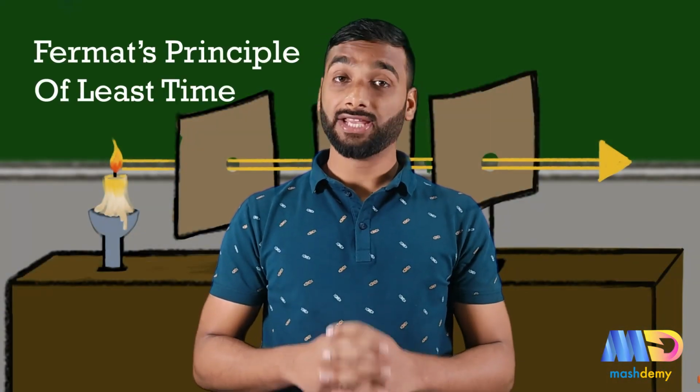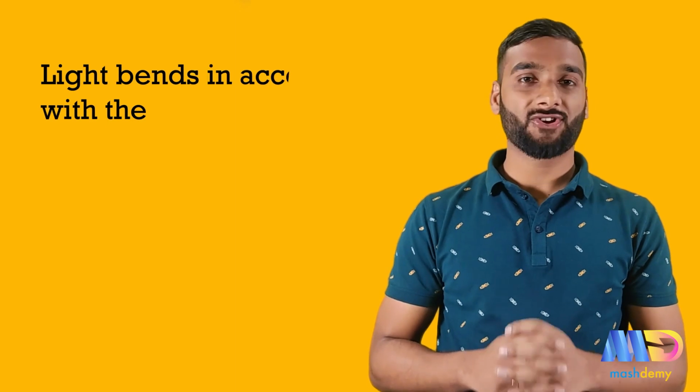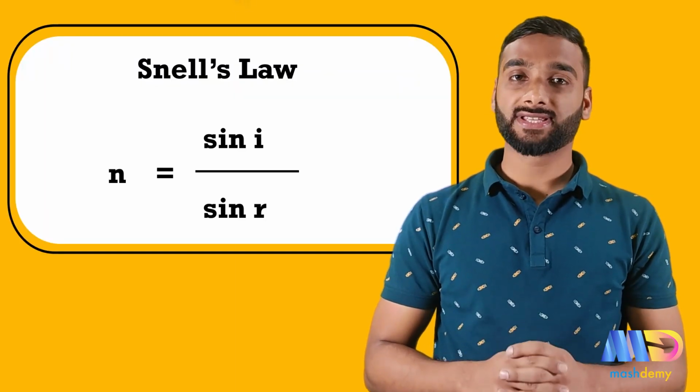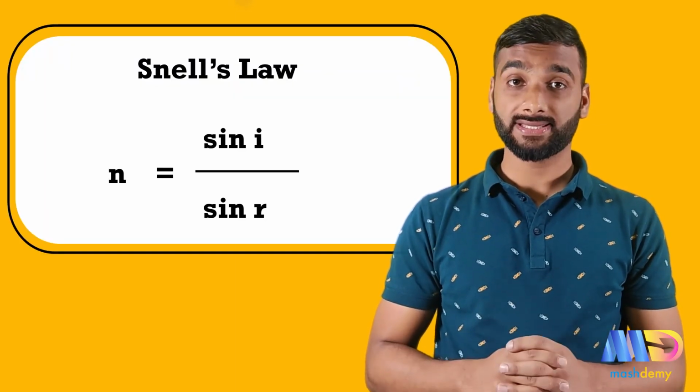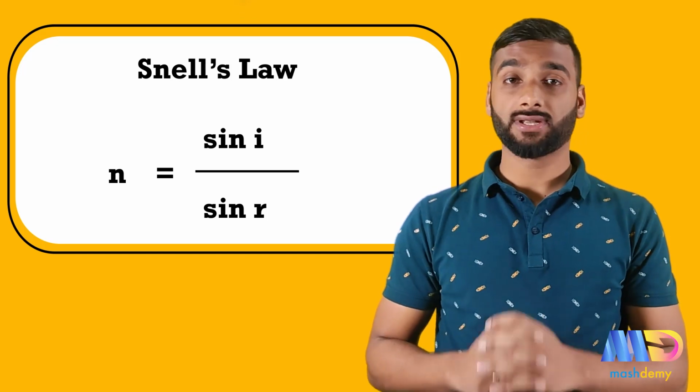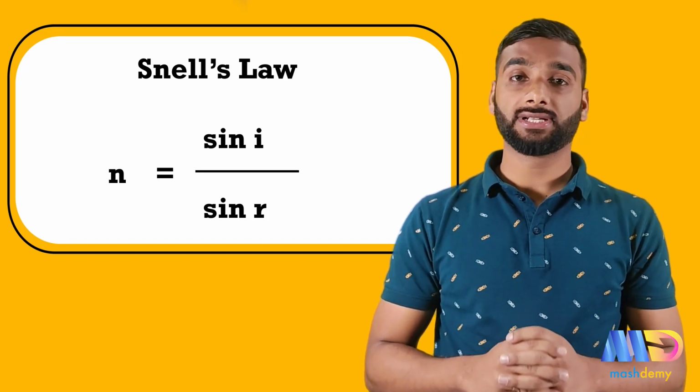Hi and welcome back. In the last video we discussed Fermat's principle of least time and used it to explain why light travels in a straight line while going through a single medium. Now things will become more interesting when light goes from one medium to another. Light bends in accordance with Snell's law, which gives us the angle at which the light bends when it goes from one medium to another, depending upon their optical density.